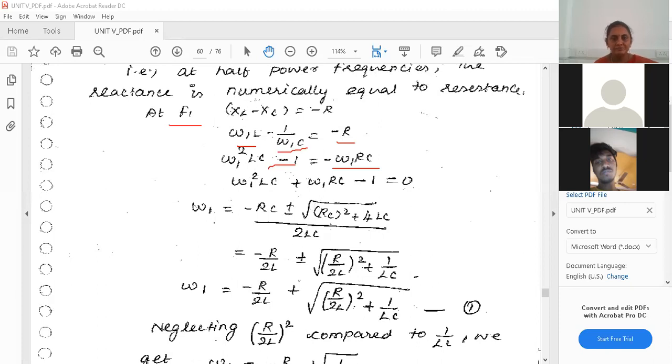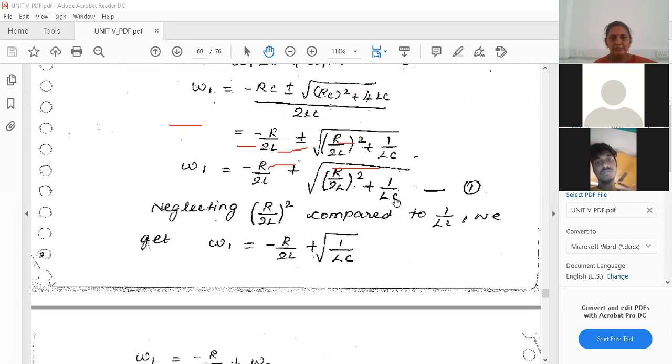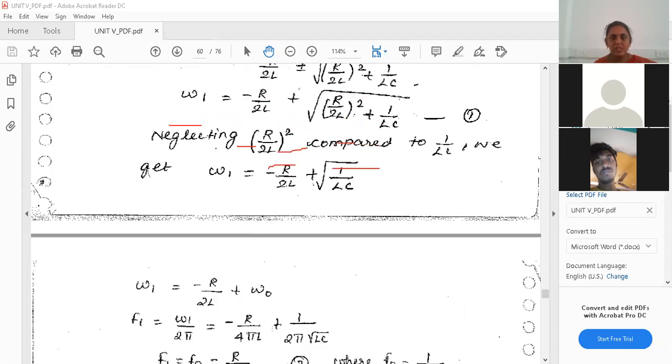Okay, now for omega 1, we have derived it from the F1 expression. Okay, now see here, neglecting (R by 2L) square as compared to 1 by LC, because this value is going to be very small. R by 2L value, we are considering it as very small, and we will consider 1 by LC to be very high. So omega 1 is equal to minus R by 2L plus square root of 1 by LC. Okay, now what is square root of 1 by LC? Square root of 1 by LC is going to be omega naught.